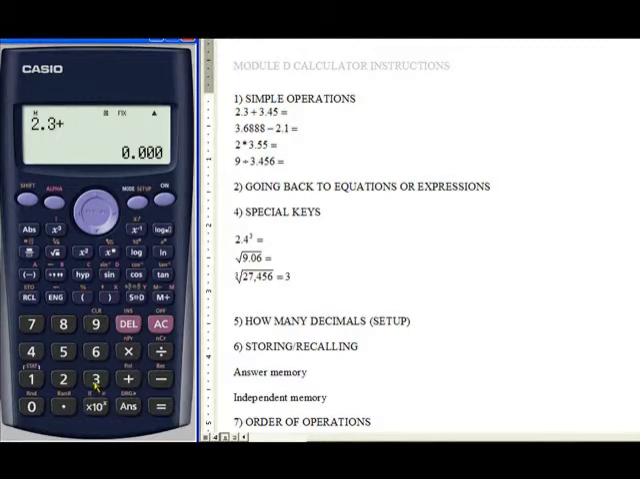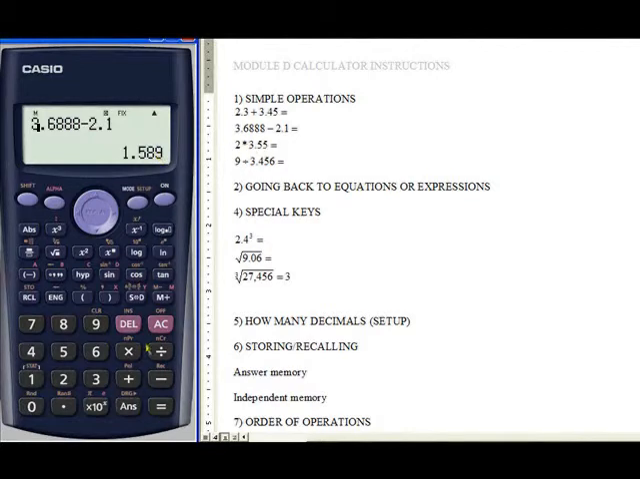Plus 3.45. To get the answer, push equals, and you will see it. And you have 3 digits. Same thing, 3.6888. Now I entered 4, but remember, I had set it to 3. That means it's going to go and round it automatically.